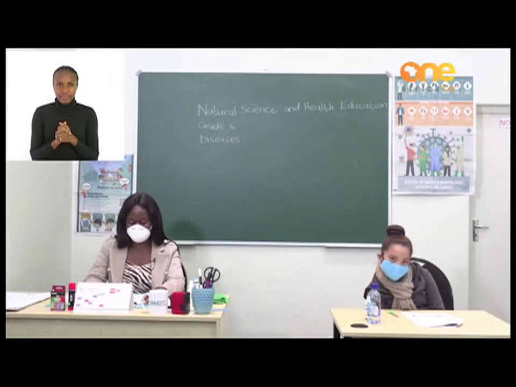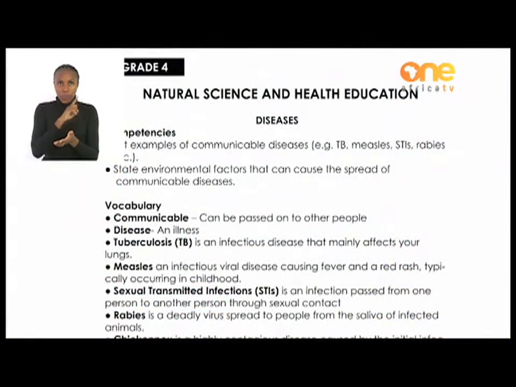Let's turn to page 15. Let's look at the competencies. At the end of the lesson, you must be able to list examples of communicable diseases, for example TB, measles, STIs, rabies, etc. You must be able to state environmental factors that can cause the spread of communicable diseases.